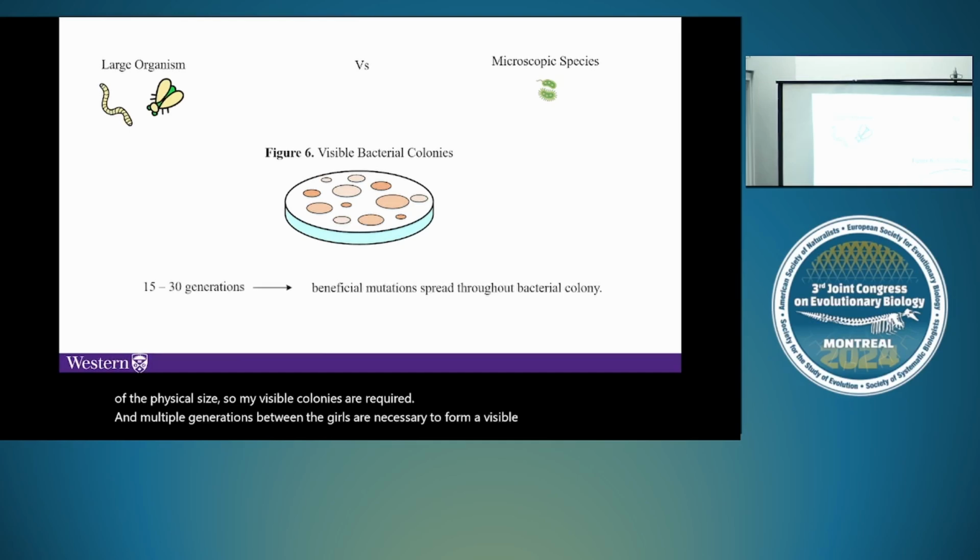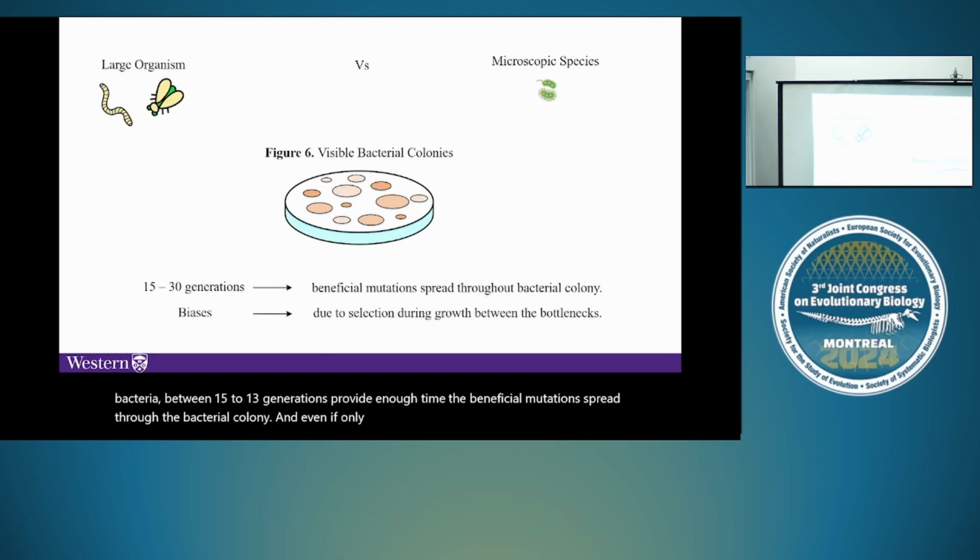For bacteria, between 15 to 13 generations provide enough time for the beneficial mutations to spread through the bacterial colony. And even if only one individual is chosen at the bottleneck stage, biases are introduced due to the selection during the growth between the bottlenecks.